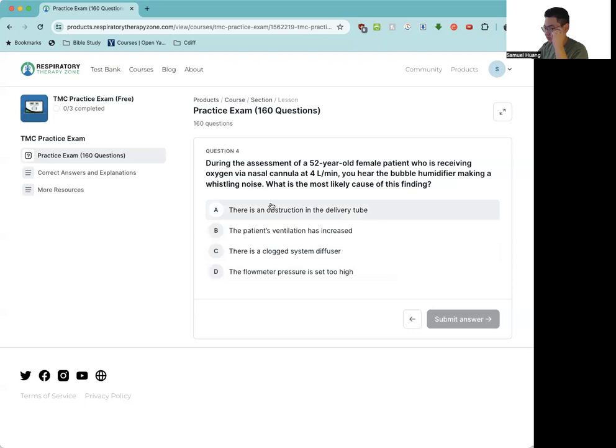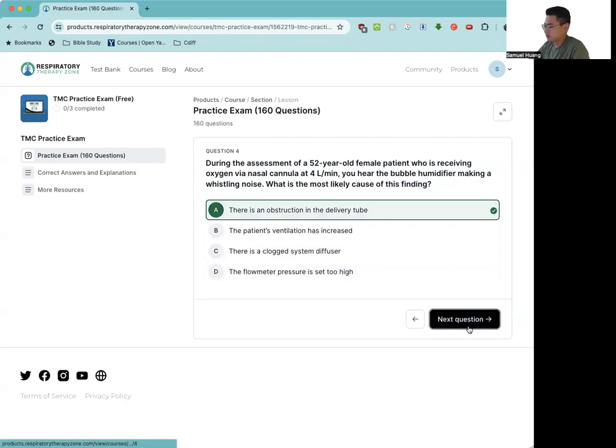So then the right answer could be obstruction. If they're breathing too quickly, no. Clogged system diffuser, and then the flow meter is too high, so it could be clogged or an obstruction, but it's like if there's a kinking of the tube, mostly.